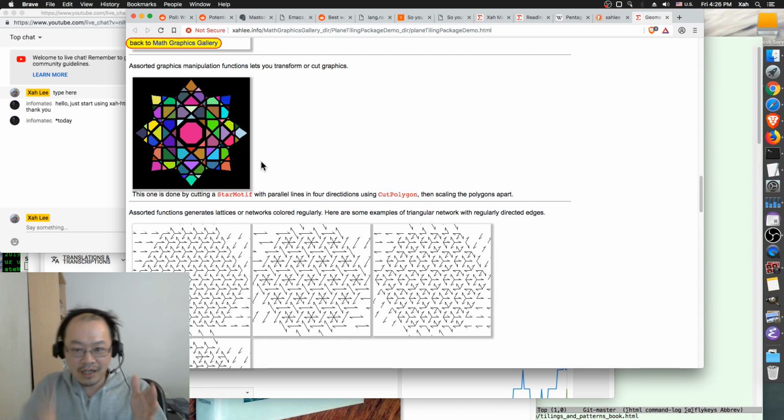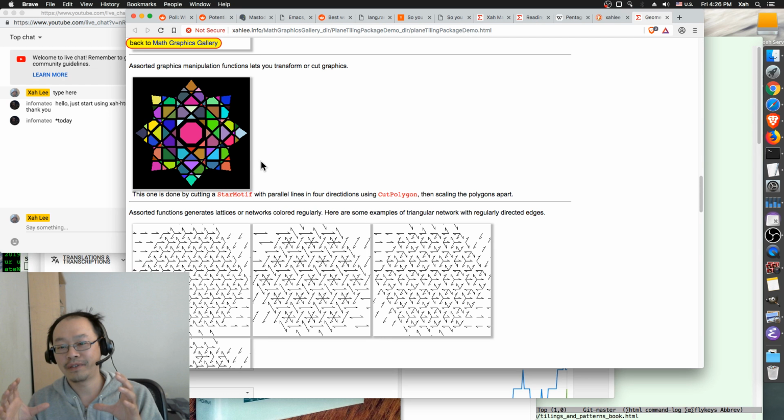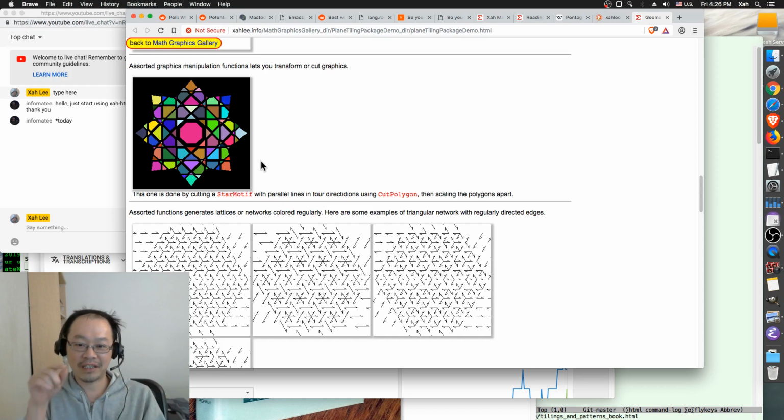Now you want to cut this shape. You want to cut it and separate them. That is a programming job. You might try to write that program. You want to cut them. Once you cut them into chunks, you can color each one with a different color. Then you get this pretty picture.